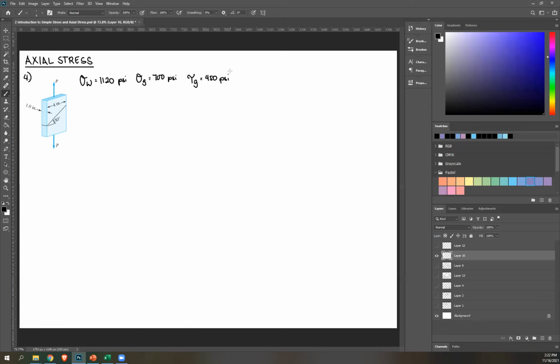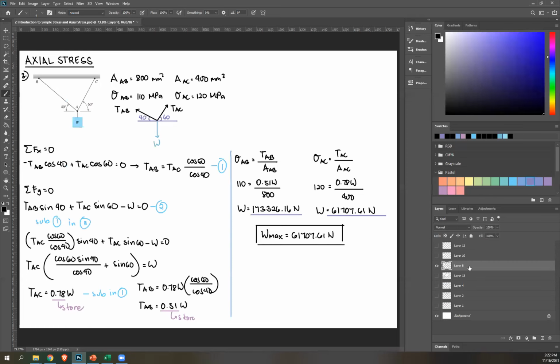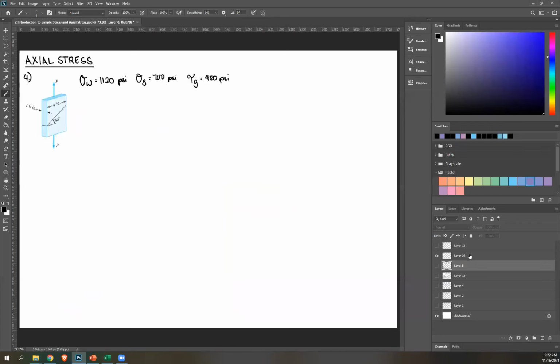Okay. Now, one trick here is the amount of allowable stresses you have is the same as the amount of equations and answers you should have. For example, in our previous question, we have 2 allowable stresses, and as you can see, we solve for 2 maximum forces. So your allowable stress dictates how many equations you need to make. In our case, that would be 3: 1 for wood, 2 for glue. Okay, so now let's solve.